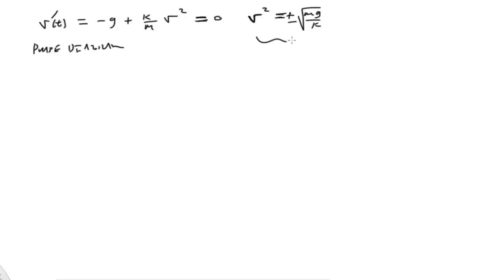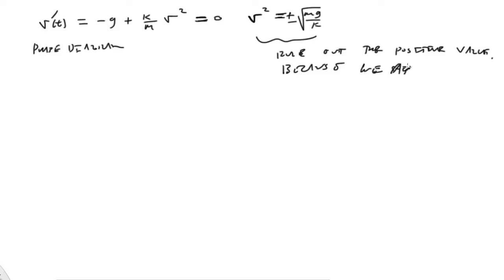Clearly now we can rule out, so the thing here is we need to rule out the positive value because we assumed v was less than or equal to 0. So what we really want to just write down is negative root mg over k.